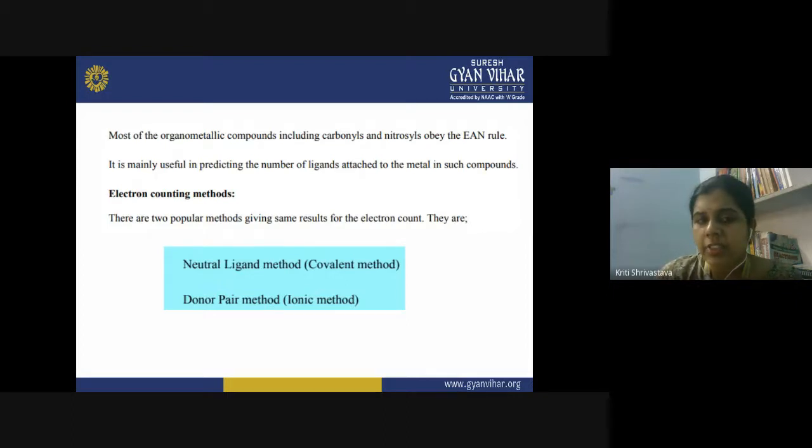Now, electron counting methods. How do we count the electrons? When you are counting the effective atomic number or 18 electron rule, how are you counting the electrons? So let us see what the electron counting methods are. We have two electron counting methods here. First is the neutral ligand method, and this is also known as the covalent method. And second is the donor pair method, and it is also known as the ionic method. Let us discuss them one by one.